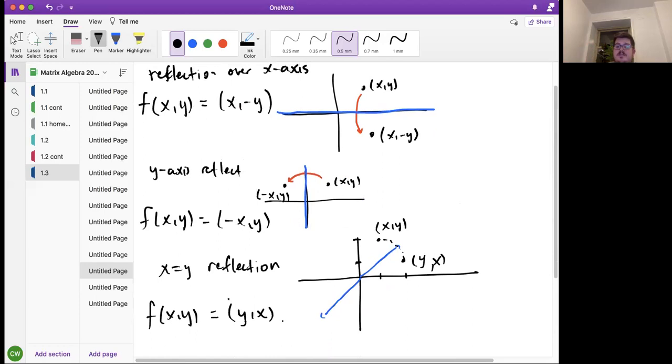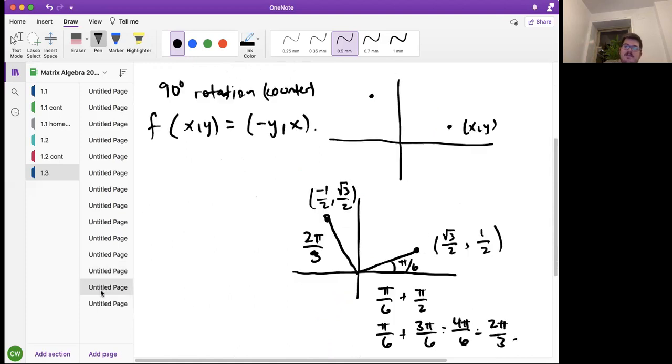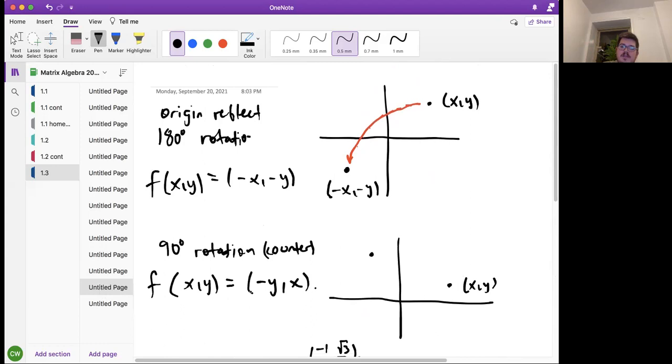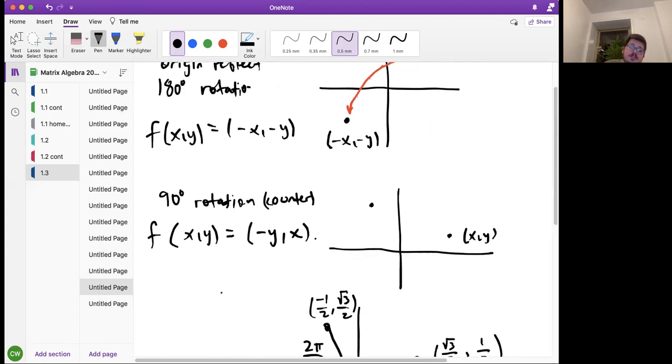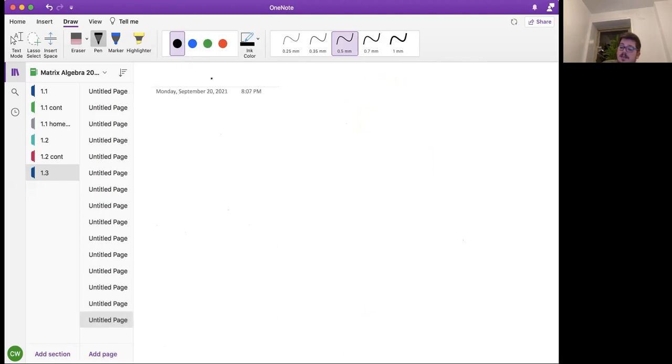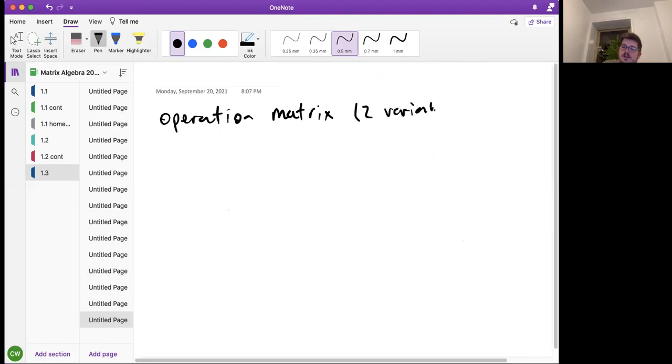So that's kind of cool about matrix algebra is that all these very common functions that we do know already, most of these we may know, can be represented as actual matrices. So here's where we're going to define the matrix operation. First, you can do it for 2 variables, but it works in higher dimensions as well.